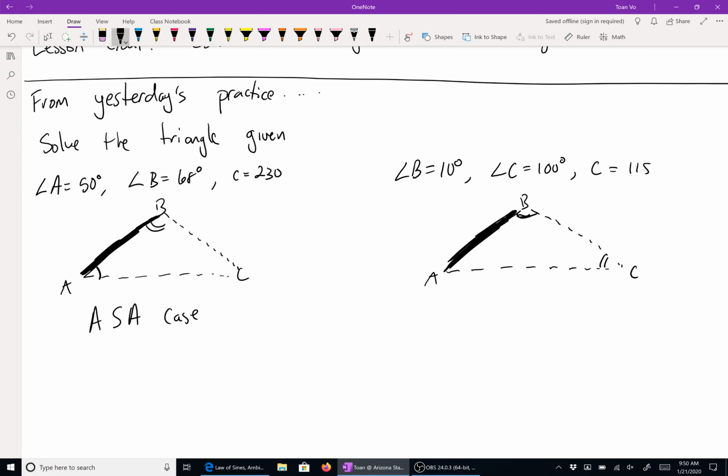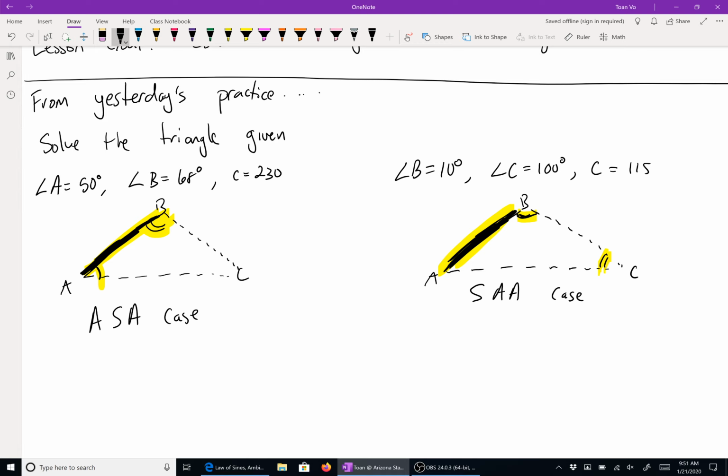So what type of case do we call this? Well, if we highlight the pieces that were given, they gave us a side, immediately they gave us an angle, and immediately they gave us another angle. So this is a side angle angle case. So in summary, these were the two cases that you were solving yesterday, so I guess we can make a rule.